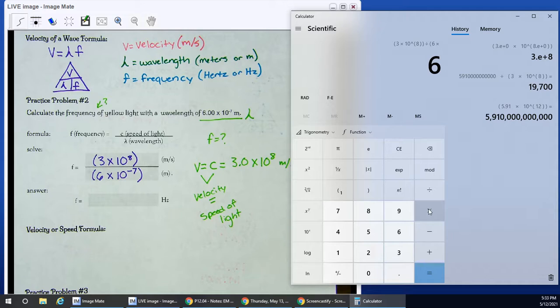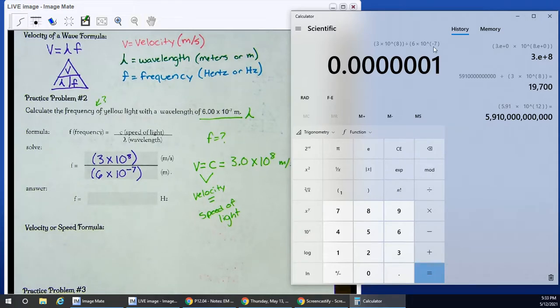This time I need a negative 7, so what I'm going to do is type my 7, hit my negative sign, so that becomes negative 7, and then I'm going to do my 10x button. So now I have 6 times 10 to the negative 7th, and then I need to close the parentheses. Then I'm going to hit equal.